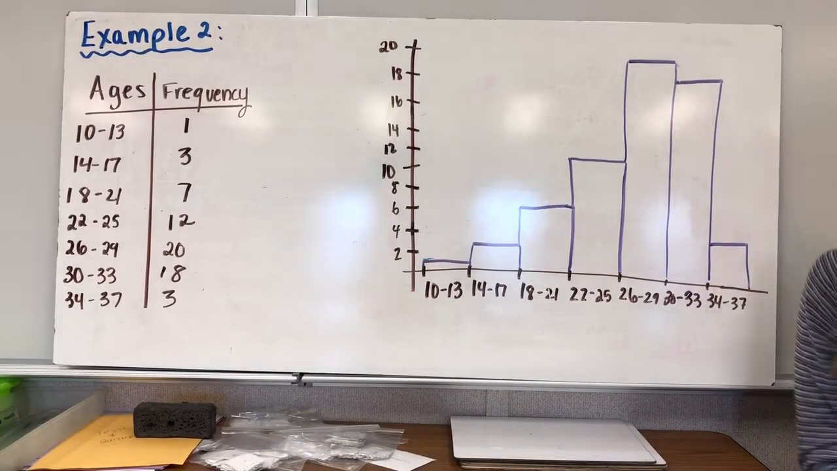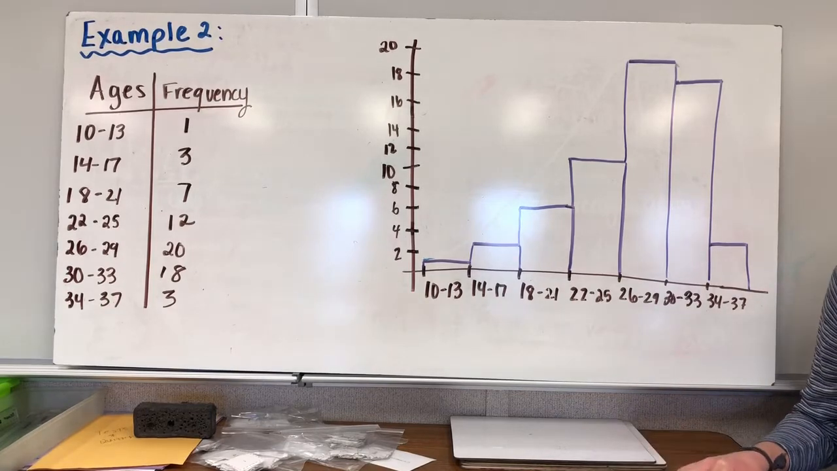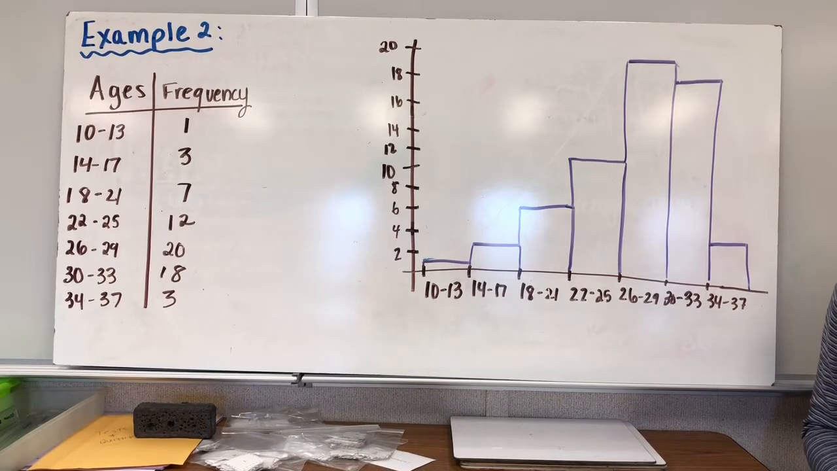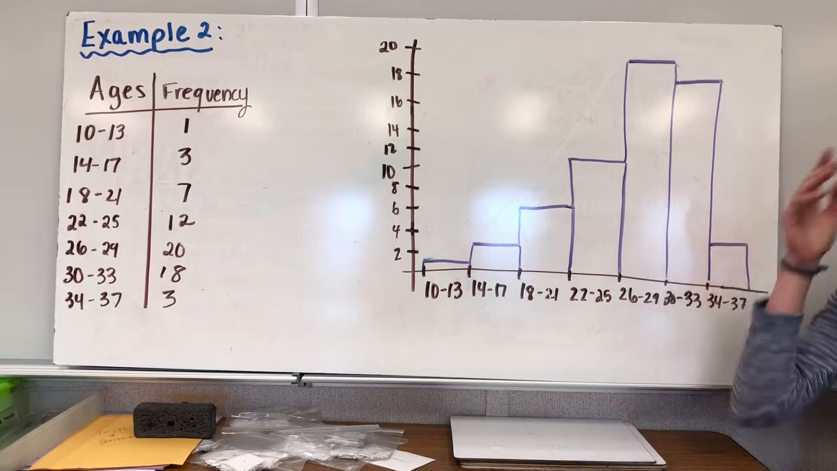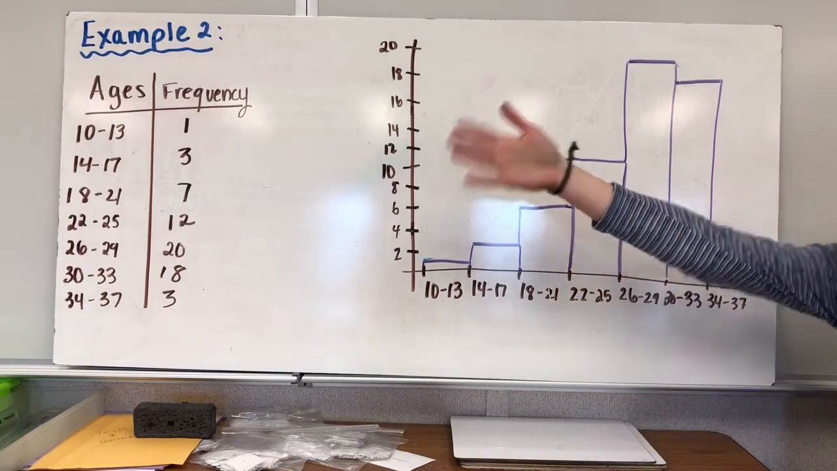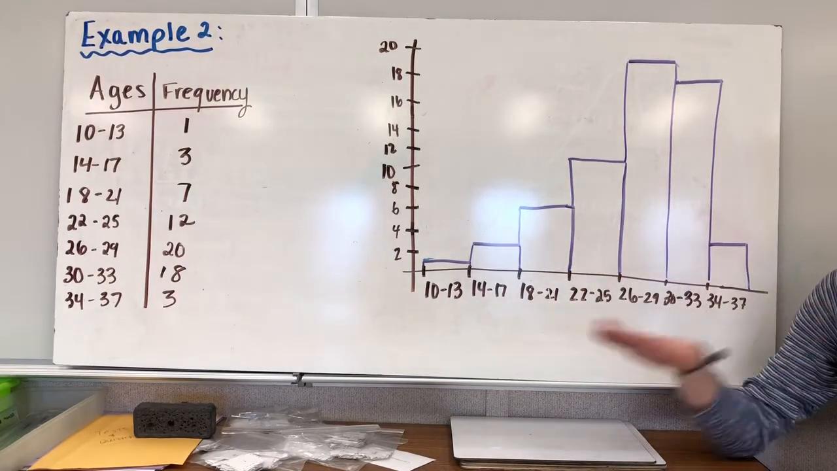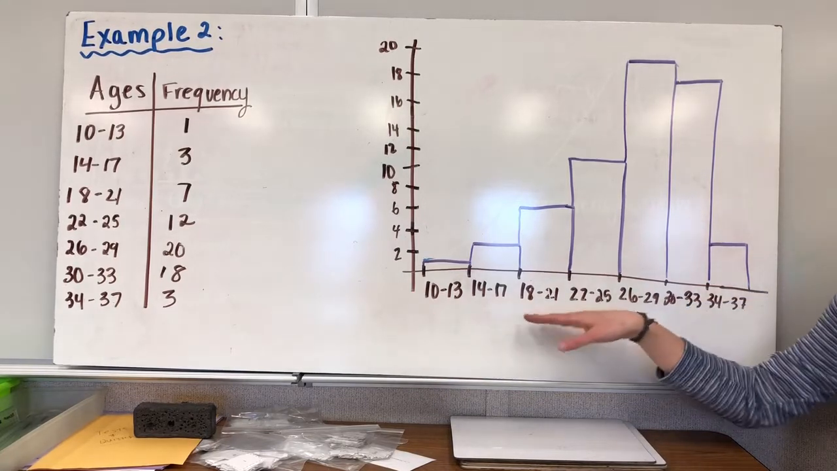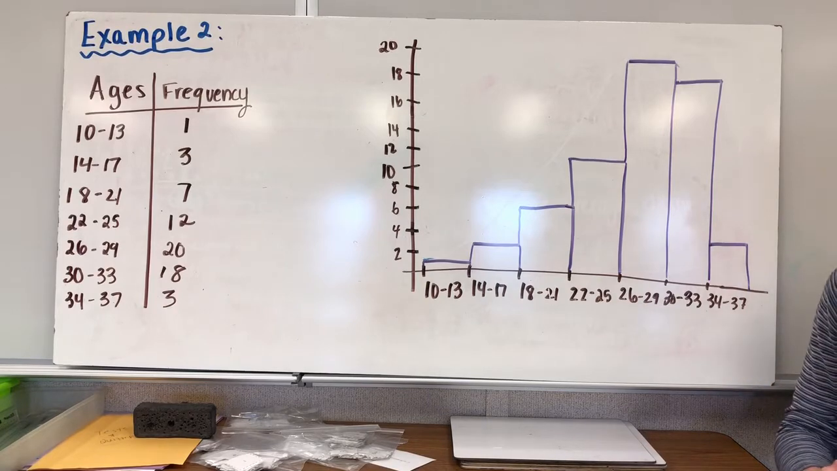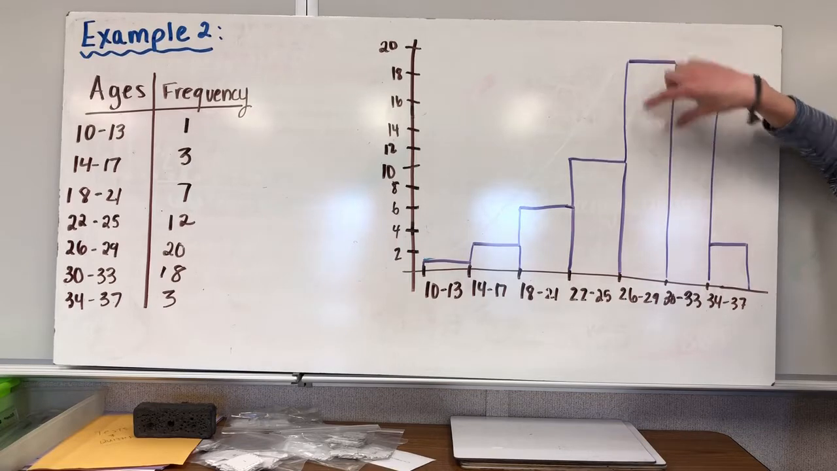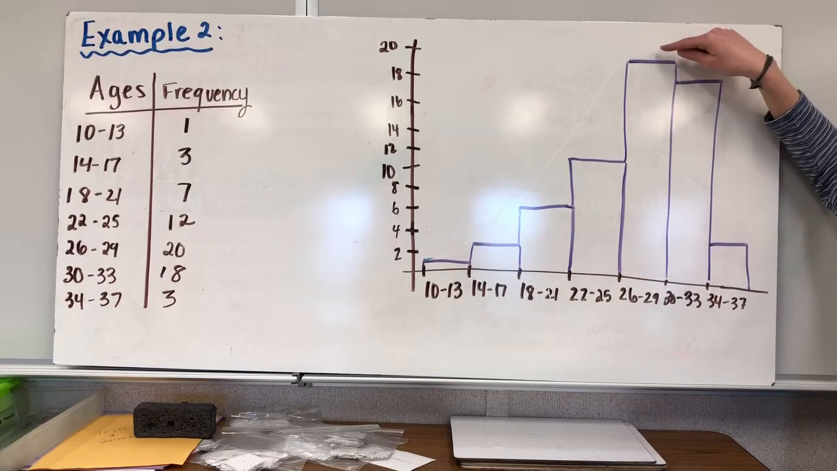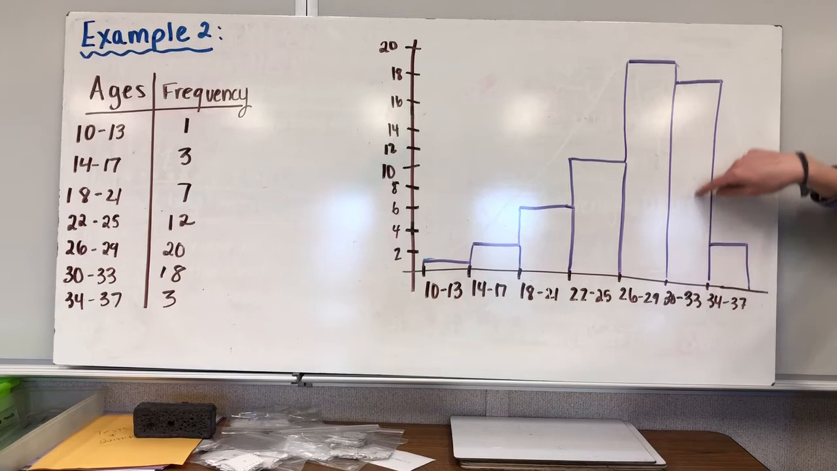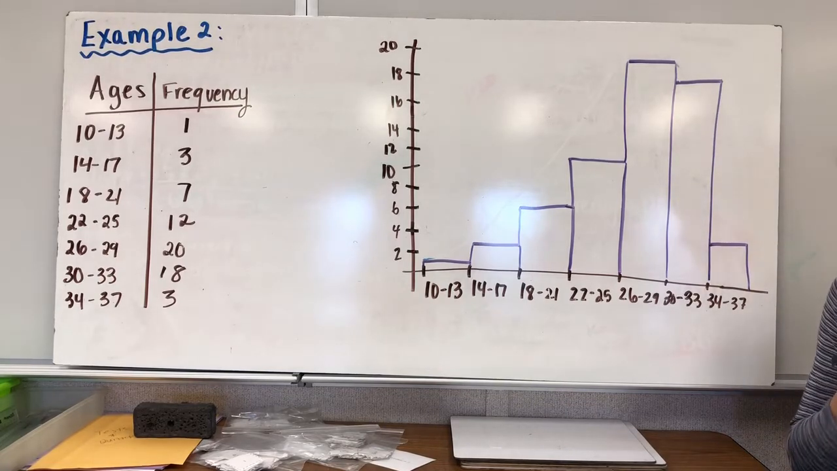Here is example number 2. Example number 2 gives you ages and frequencies of different moviegoers of a comedy movie. I first went ahead and drew my histogram. I want you all to do this too. It's really nice because they gave you the intervals to use. So I start with the intervals from ages 10 to 13, 14 to 17, and so on until I go all the way up to 34 to 37. I see that my biggest two intervals are these right here. In 26 to 29, I had 20 people watch. In 30 to 33, I had 18 people watch.